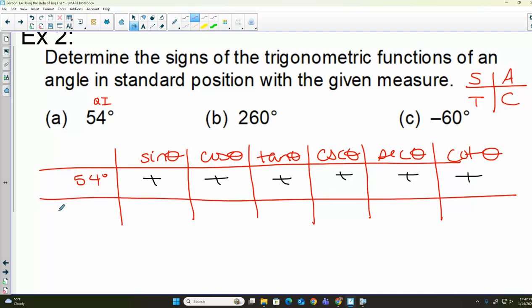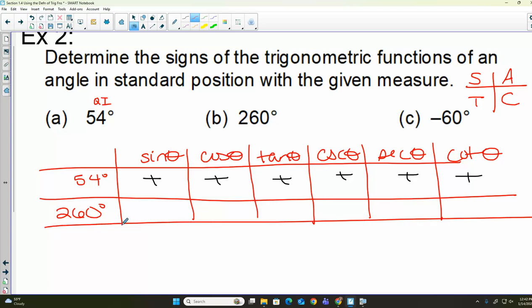If I said 260 degrees, first I need to figure out what quadrant 260 would be in. So this is 0, 90, 180, 270. So it's between 180 and 270. So that's quadrant 3. In quadrant 3, T for take. Tangent is positive. And what's the reciprocal of tangent? Cotangent is positive. That means the other 4 are negative.